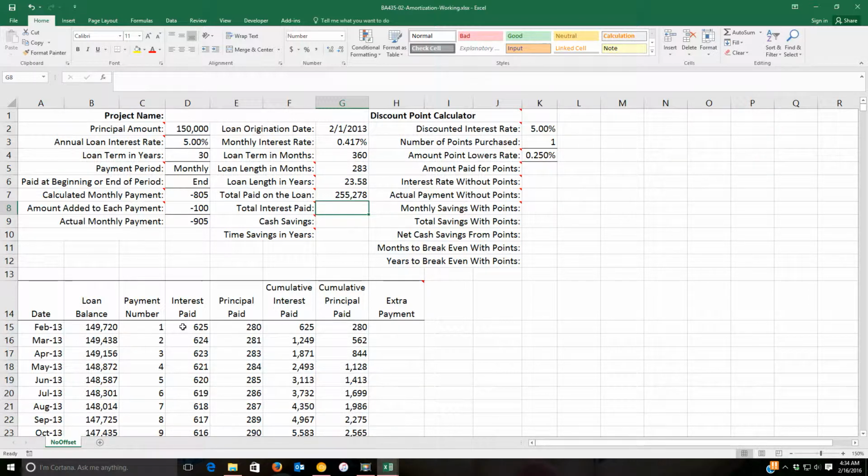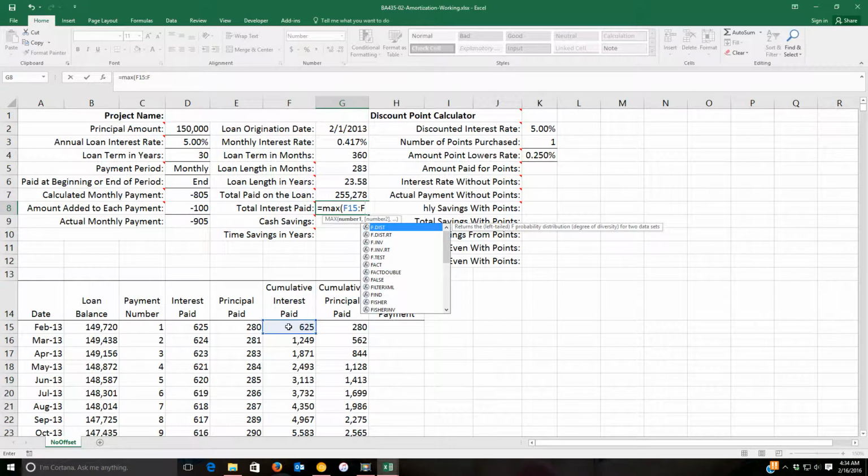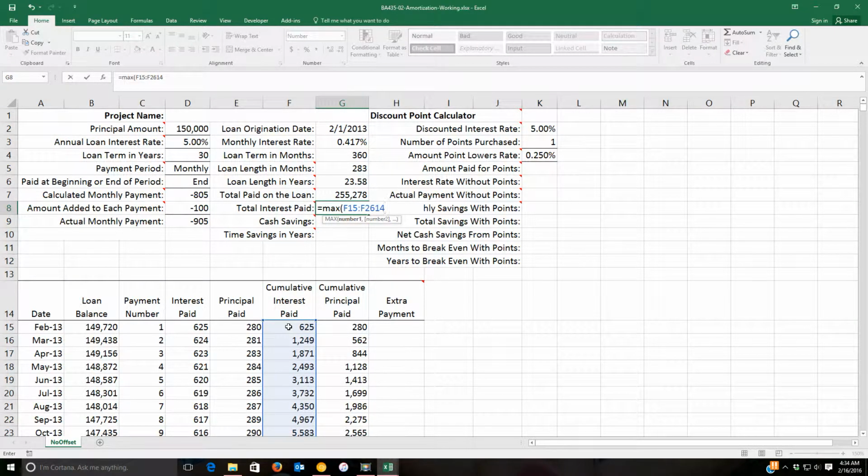The total interest paid, we'll just do the same thing. We could either, now at this point, let's just do this. Let's take max. We'll use the max this time. You know how to use the sum, so let's do cumulative interest paid. Place our cursor here, and then colon. We'll go down to F, and remember we had 2,614 rows. And that gives us the total interest paid. And we could have just got the sum of this column also, but we illustrated both ways to do that.